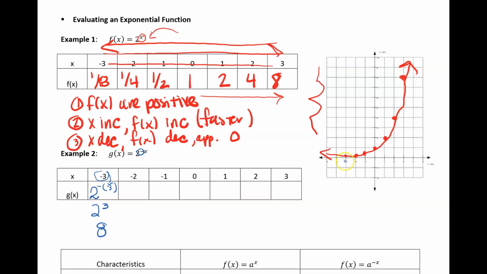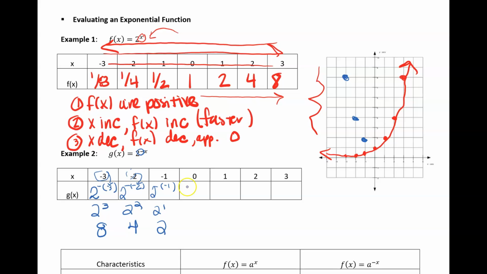So at -3, we're actually at 8. And then again, I'm doing 2 raised to the negative something. Plug that into here. That's -2. So it gives me 2 squared, which is 4. Then I have 2 to the -1, which is 2 to the first, which is just 2.